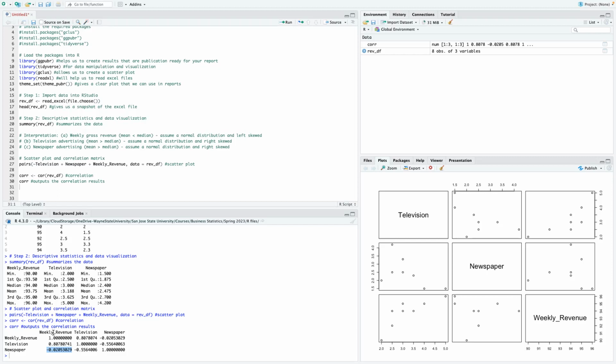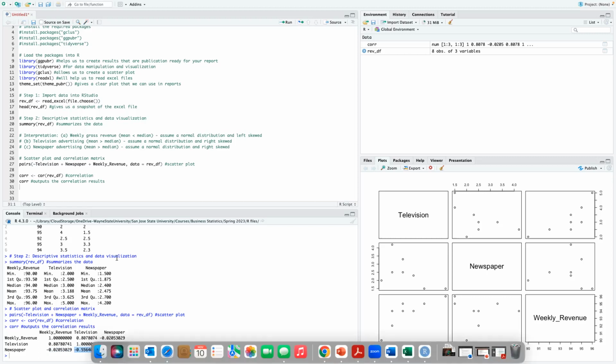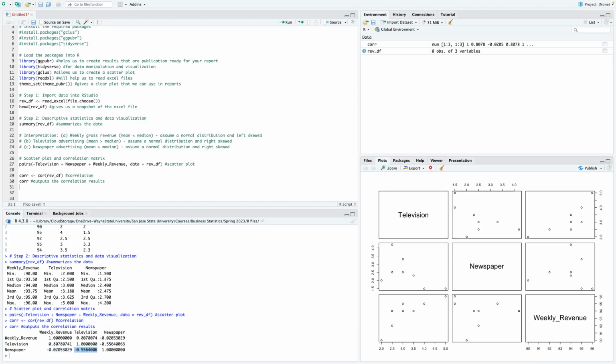And then also we could see the relationship between television and newspaper. There's also a negative relationship. So this is where we start talking about multicollinearity. Here we could see that it's a negative relationship, and that is like 55% for multicollinearity. All right, so please take note of that.